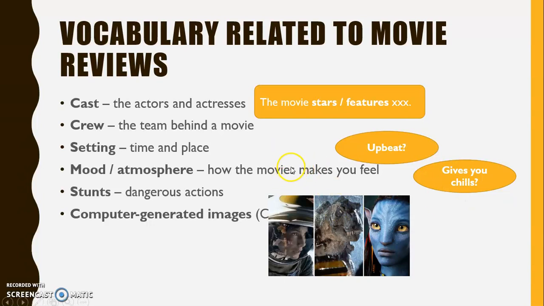Sorry, here I shouldn't have an S here. Stunts. If you talk about action movies, then you may want to talk about stunts. Stunts are dangerous actions. The people who undergo special training in order to do these dangerous actions are called stuntmen. And lastly, computer-generated images. In short, CGIs. CGIs are commonly seen in fantasy movies and also sci-fi, science fiction.